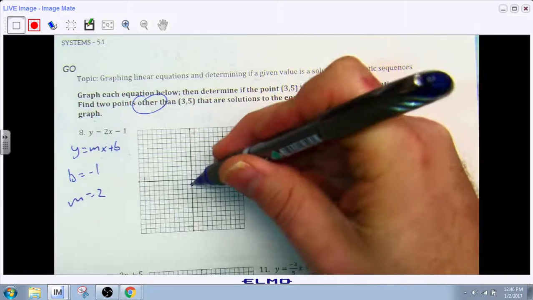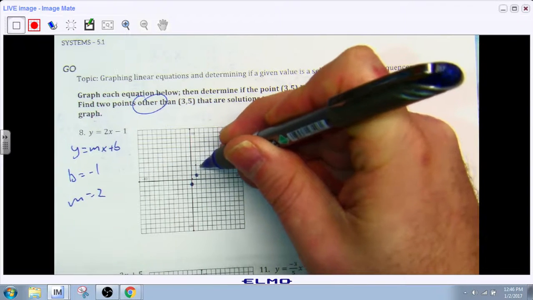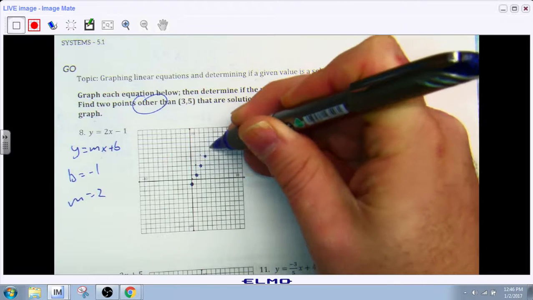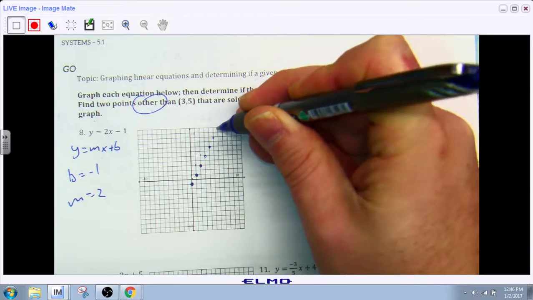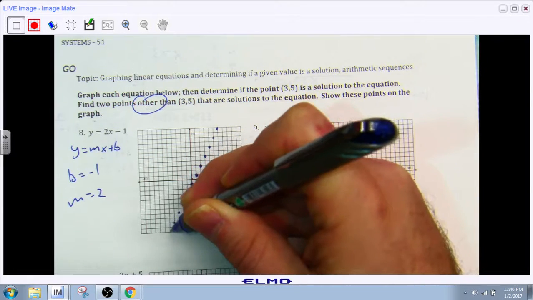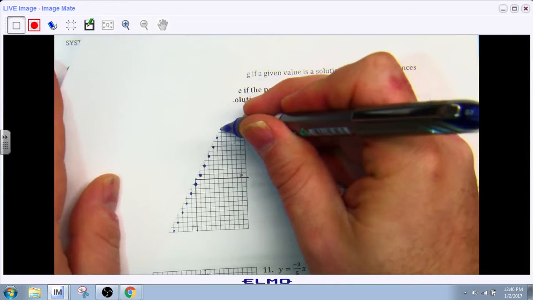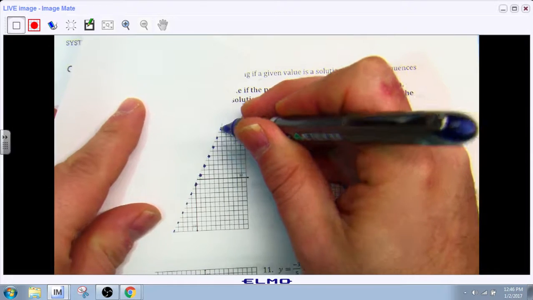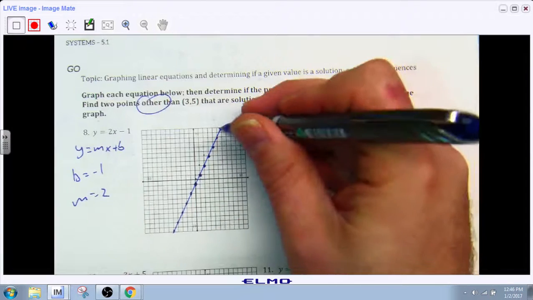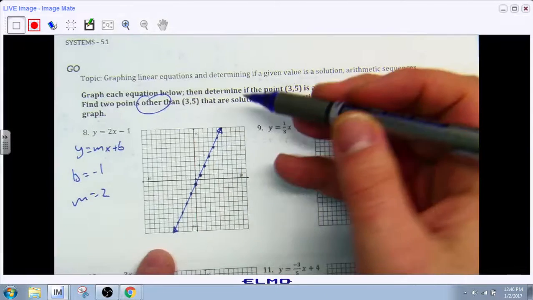My m is 2. That means I go up 2 over 1, and then I go up 2 over 1, and up 2 over 1 for infinity. But I'll stop here because I'm at the edge of the graph. So those are the things that make up my line. And I just need to draw it in. Something like that. Put little arrowheads on it to show that it goes on forever. And there we are. That's what I have.